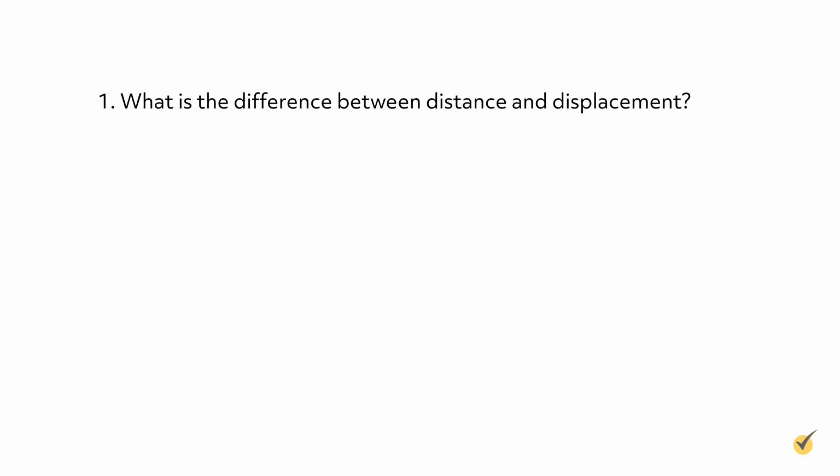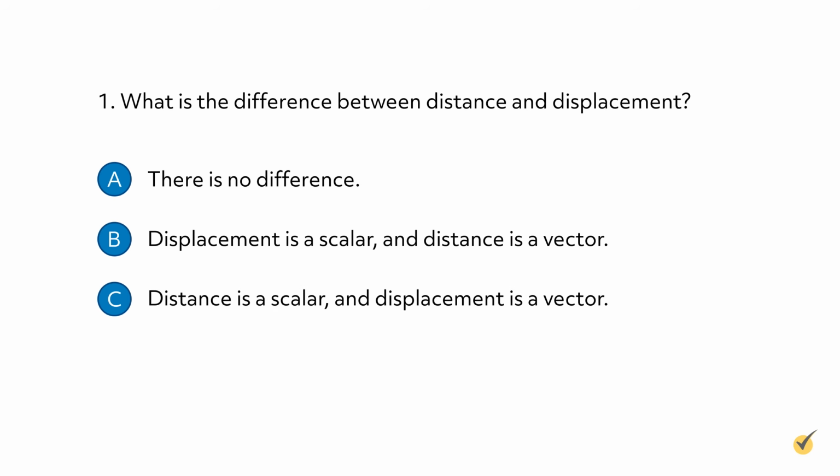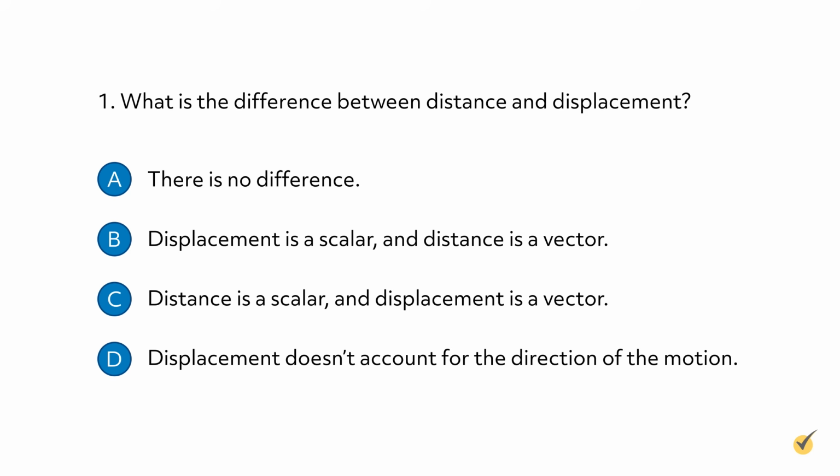Now that we've defined displacement, velocity, and acceleration, let's test your knowledge. Number 1, what is the difference between distance and displacement? A, there is no difference. B, displacement is a scalar and distance is a vector. C, distance is a scalar and displacement is a vector. Or D, displacement doesn't account for the direction of the motion.